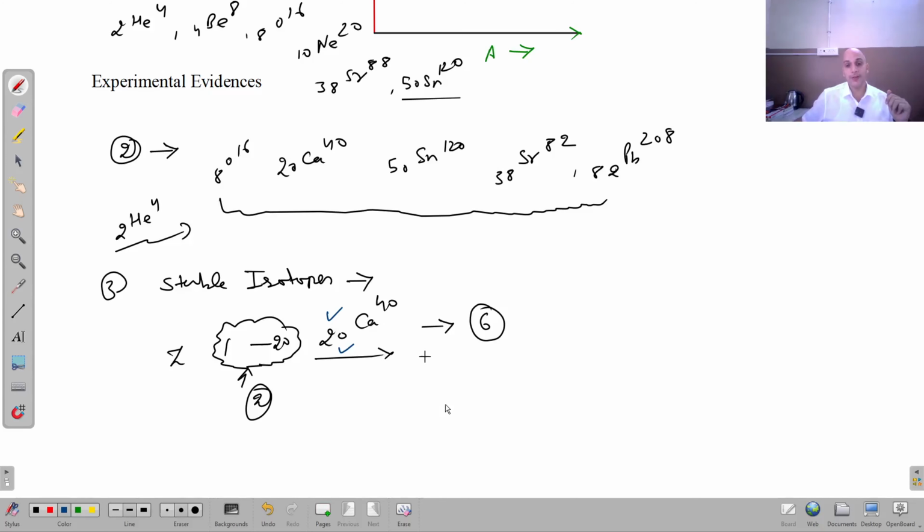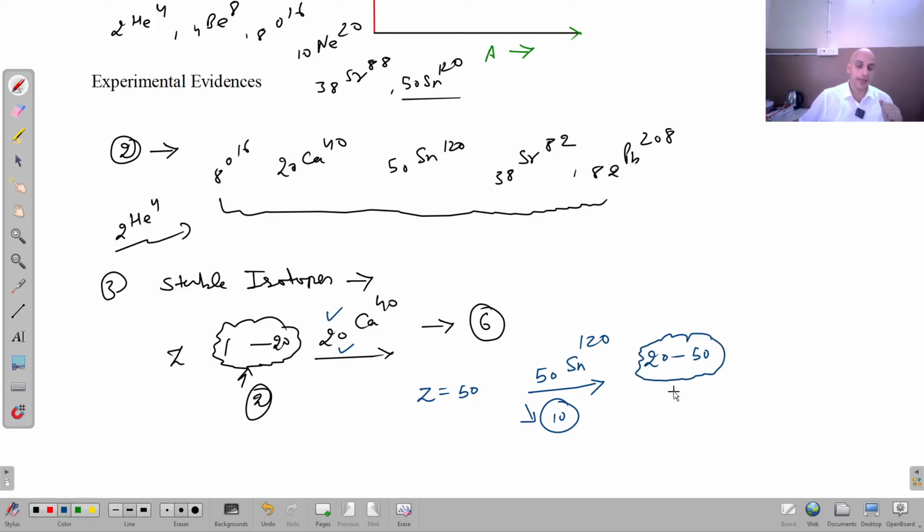Similarly, if we go to tin, Z equal to 50, we represent it as 50Sn120. It is found that it has 10 stable isotopes. Now if we go to the region from 20 to 50 atomic number, and look at all the nuclei that exist in this range, the average number of stable isotopes is about 4, but tin has 10. So again, this points toward the extra stability of this nucleus.